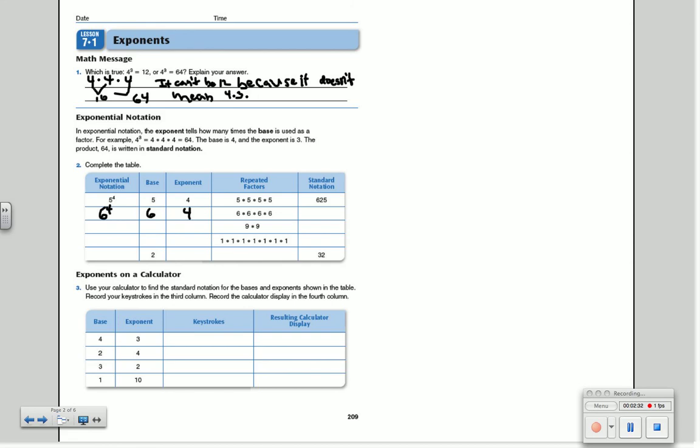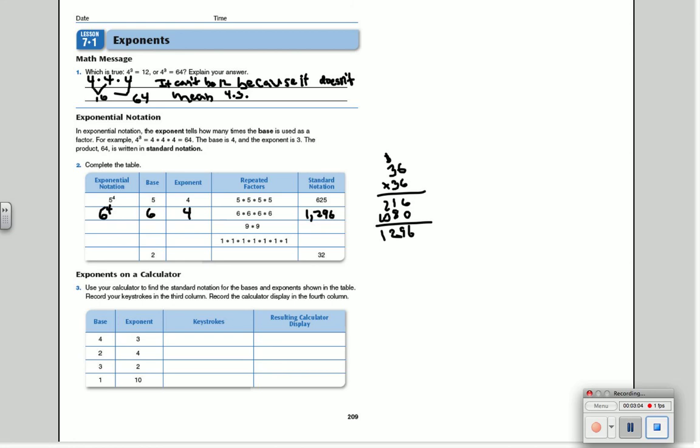I know 6 times 6 is 36, and since I'm multiplying 36 by itself, really, I'm going to do 36 times 36. Please pause the video and check in with me to make sure you get the same. So, in standard notation, 6 to the fourth power simply equals 1,296. Now, pause the video and complete the remaining three rows in this chart.